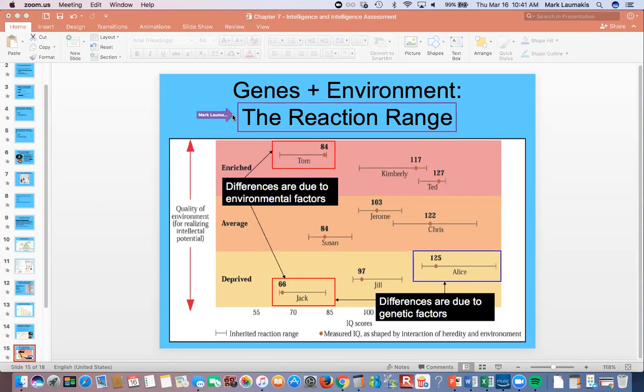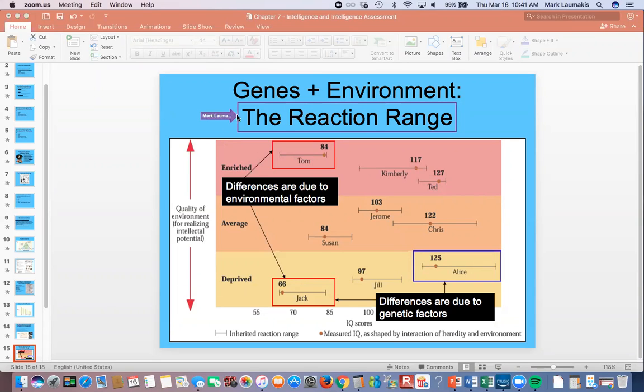So the reaction range, again, is a model that lets you think about both of these factors, genes and environment, simultaneously. So your genes stick you somewhere in a neighborhood, if you will, of IQ scores. And then within that neighborhood, you might end up on the higher end or the lower end of the range, depending on the quality of your environment, right? The enriched environment folks are all scoring at the upper end of their range. Unfortunately for them, the deprived environment folks are scoring at the bottom end of their reaction range.